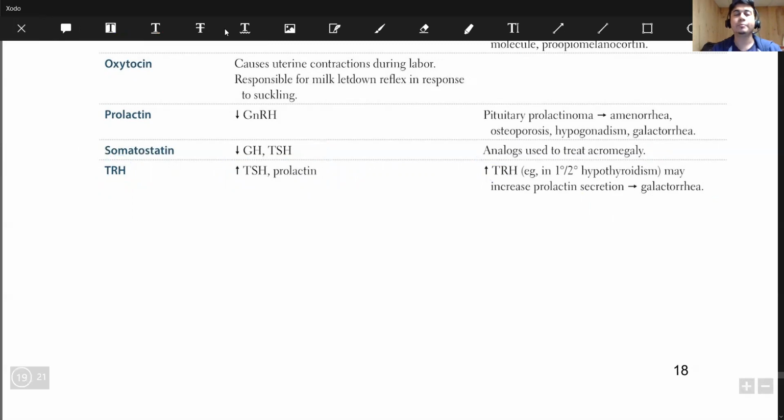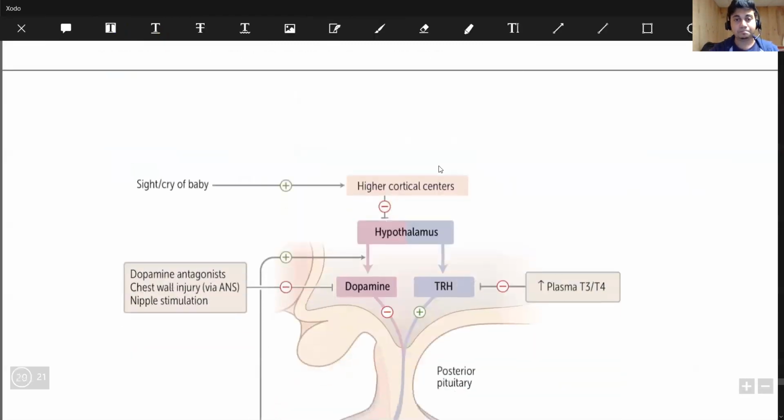usually in a hypothyroid patient, what happens? The TSH increases because there is no negative feedback. TSH thinks, okay, there is no thyroid hormone, let's increase so that I can produce more thyroid hormone. Now, this same hypothyroidism can stimulate the hypothalamus to generate more TRH. And that increased TRH, as it has action over the prolactin, can stimulate the prolactin release, and this prolactin secretion may eventually lead to galactorrhea in male.